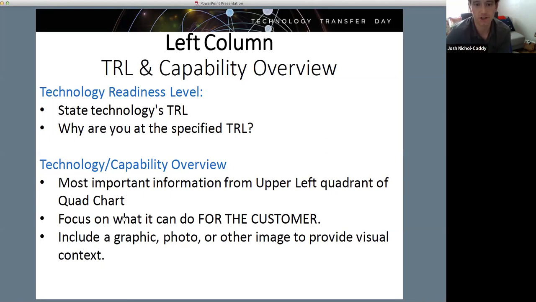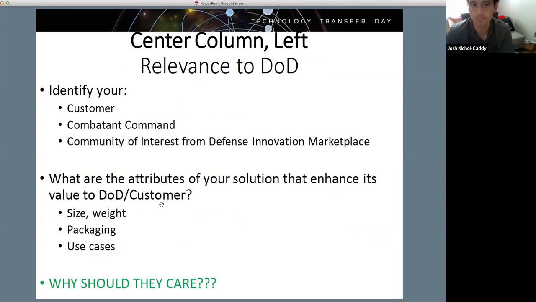And then the technology or capability overview. So the most important information from the upper left quadrant of your quad chart. So that's where we're talking today. The poster comes together much more easily if we're done with the quad chart and the information paper. And similar, in the left column too, we're focusing on what you can do for the customer. So include a graphic, photo, or other image to provide some visual context. What are we working with?